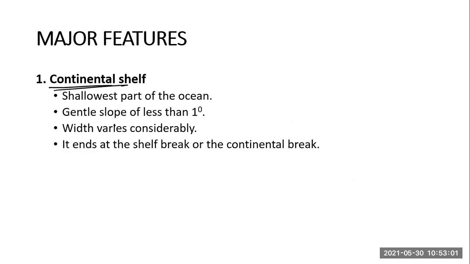Okay, so you can note this particular point. You can give a heading, continental shelf, and you can start writing. They are the shallowest parts of the ocean. Gentle slope of less than 1 degree.